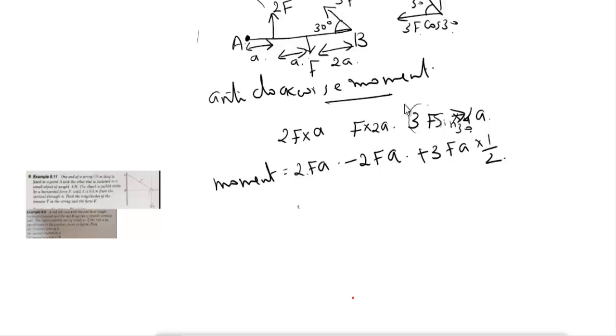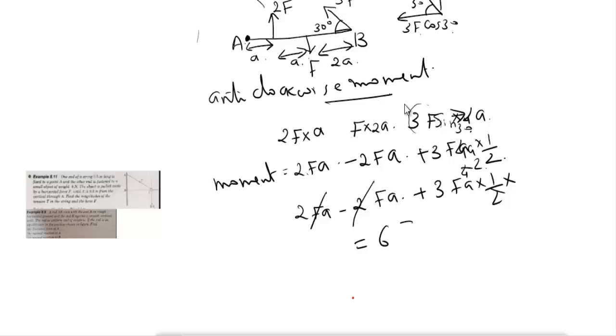The total moment will be 2FA minus 2FA plus 3F into 1 by 2 into 4A. That is 3F into 4A into 1 by 2. See, here 1 by 2 and 4 are there, so we will be getting 6FA. The 2FA terms will get cancelled. The final answer will be 6FA, the anti-clockwise moment acting on this at the point A.